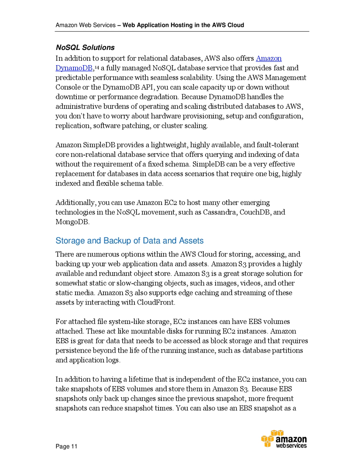For attached file system-like storage, EC2 instances can have EBS volumes attached. These act like mountable disks for running EC2 instances. Amazon EBS is great for data that needs to be accessed as block storage and that requires persistence beyond the life of the running instance, such as database partitions and application logs.